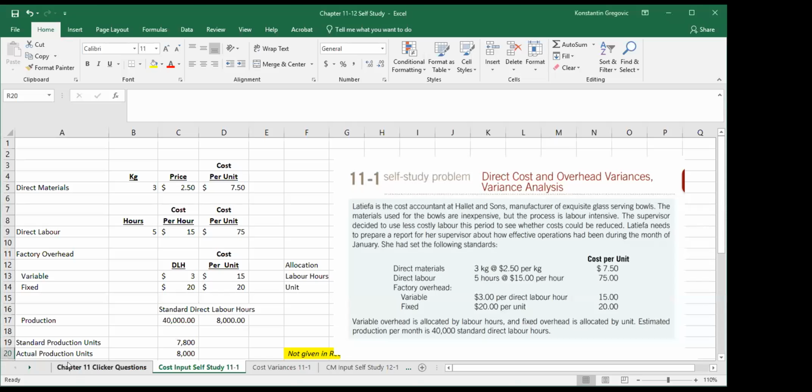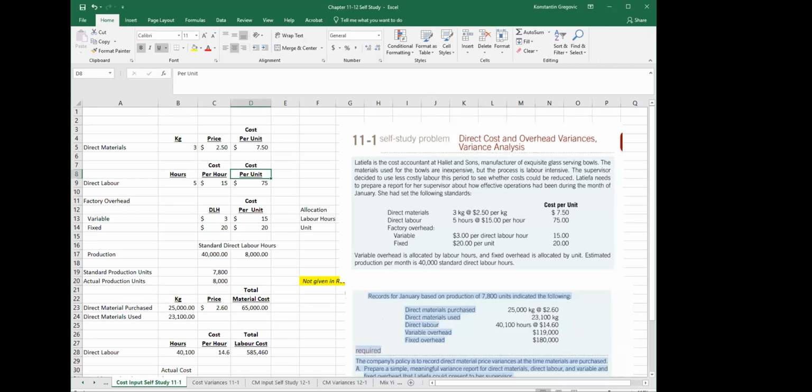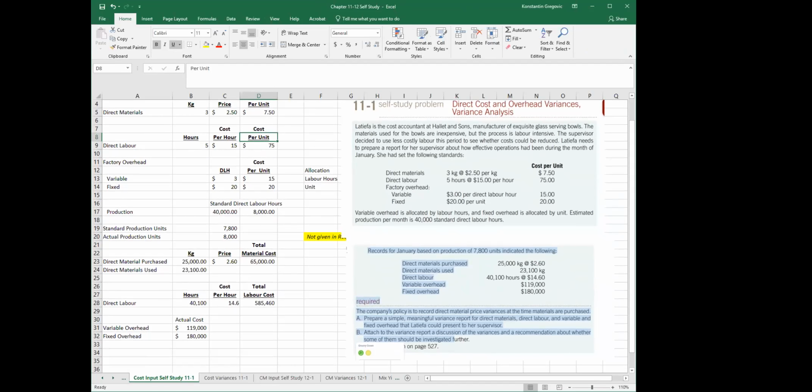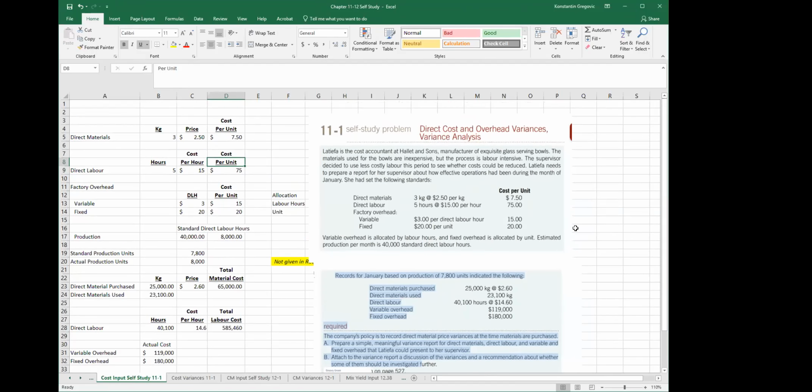And we're going to start with, I've got the clicker questions. You can go over that on your own. I want you guys to flip to self-study 11.1. This goes through all the variances. And we're going to go through this together because we've only got 14 minutes to go over this.